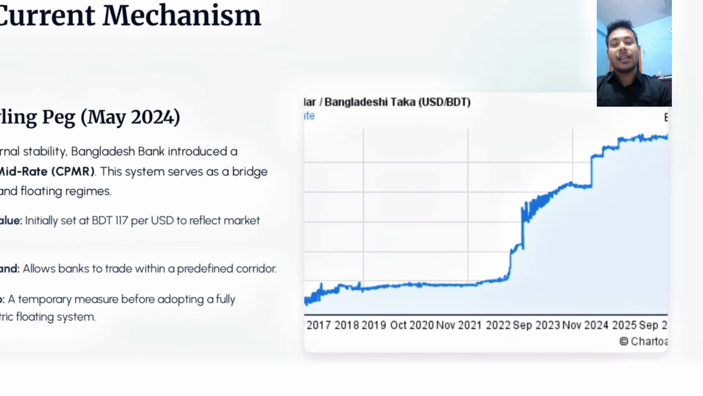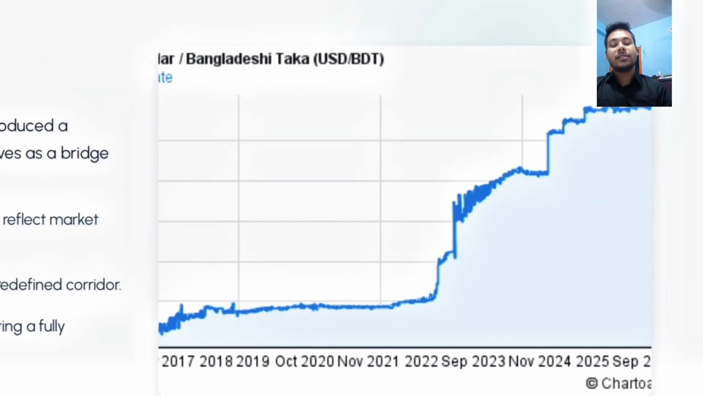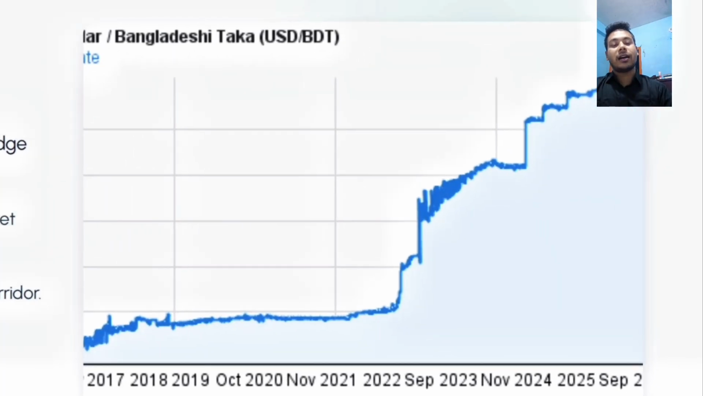If we look at the right side, here we can see the devaluation, the depreciation of the Bangladeshi taka. If you compare 2017 to 2025, it is a very large distance, almost 1.5 times in this period.